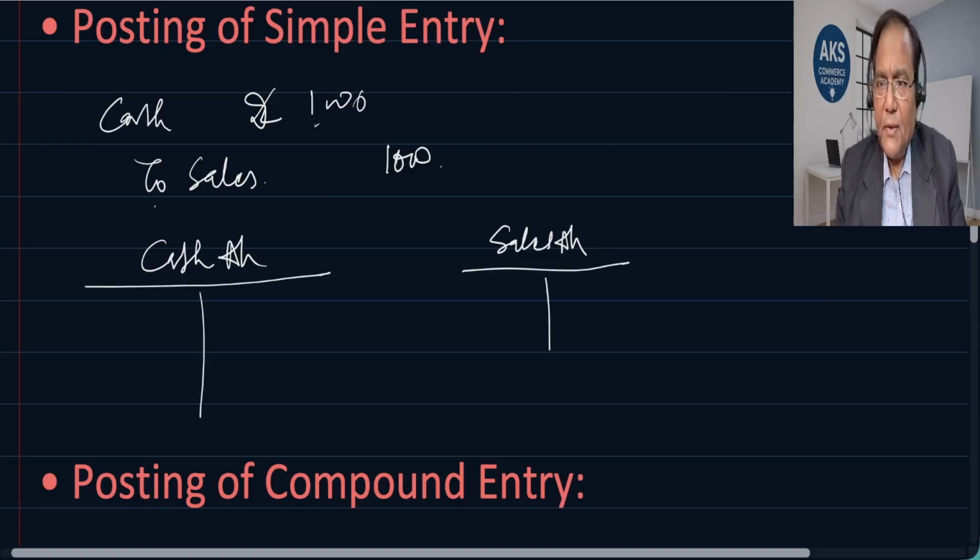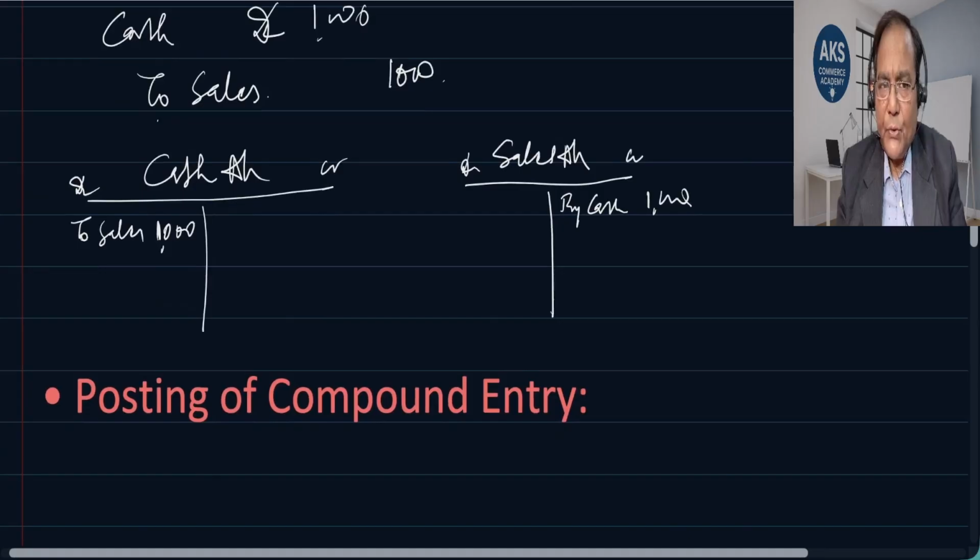I'm just drawing it for understanding's sake. This is debit, this is credit, this is debit, this is credit. So the cash account is debited, 1000, to sales, and sales is credited by cash, rupees 1000. While posting, you should read it this way: the cash account is required to be debited by 1000, and we have debited it by writing sales. Sales credited means the sales account is required to be credited by 1000, and the particular is mentioned as cash because it is a cash sale.